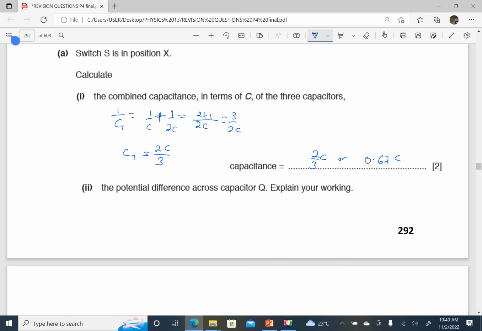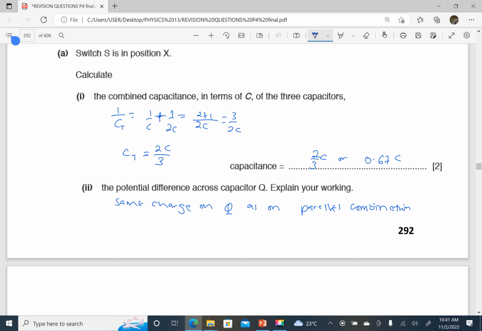Using the concept of same charge, the charge on Q is the same as the charge on the parallel combination. So there is the same charge on capacitor Q as on the parallel combination. So the charge on Q will be the same as the total charge on the parallel combination.